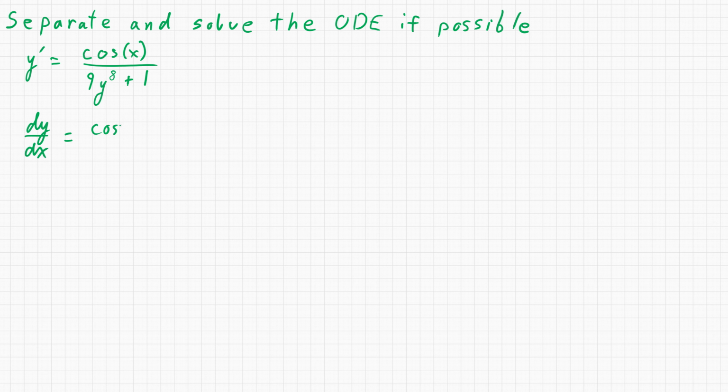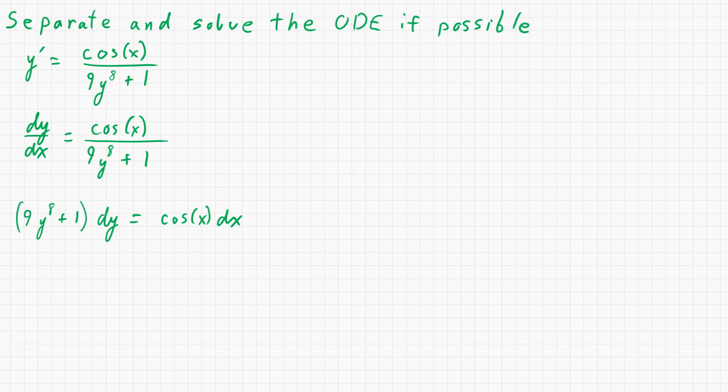equals cosine of x over 9y to the 8th. Oh, I can do better than that. Okay, plus 1. All right, so now we're going to multiply to get the y's on one side, the x's on the other. So multiply by the bottom of the fraction here, I'll end up with 9y to the 8th plus 1, all that times dy equals, multiply by dx, I get cosine x dx.